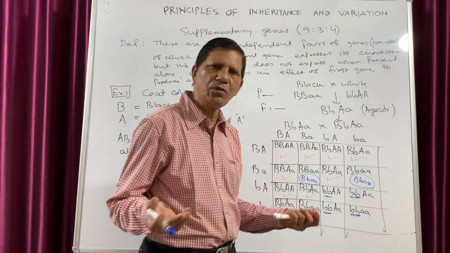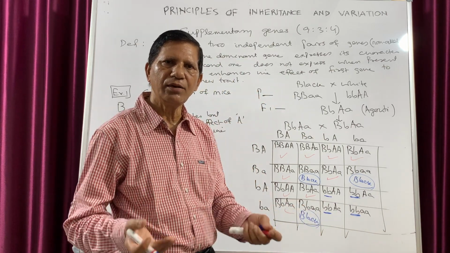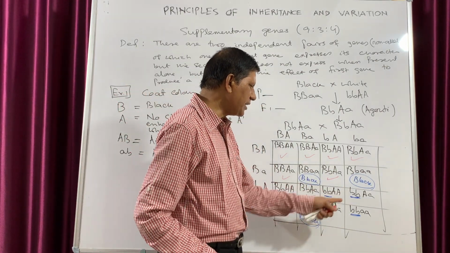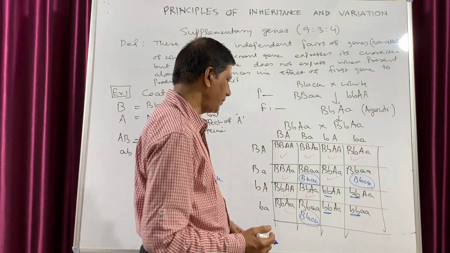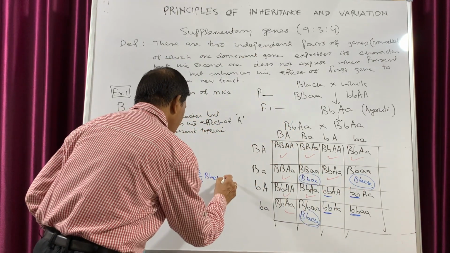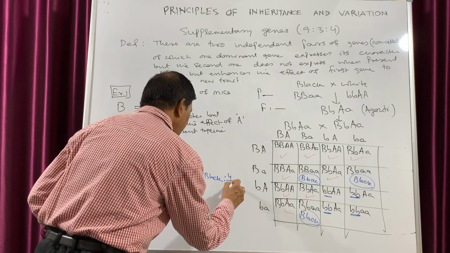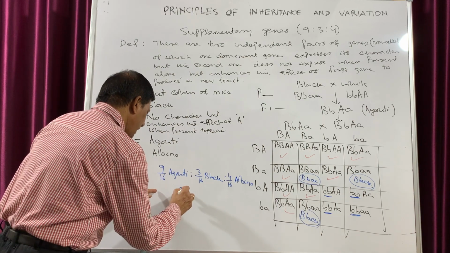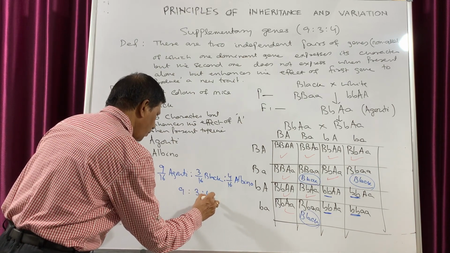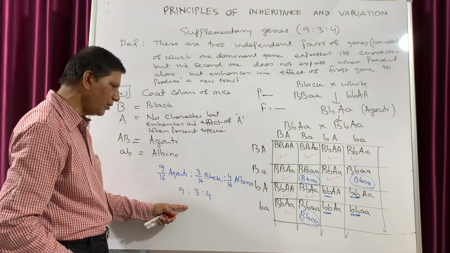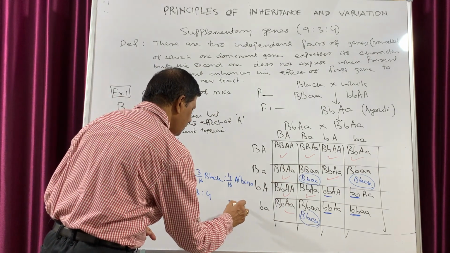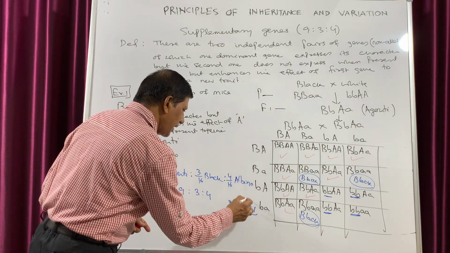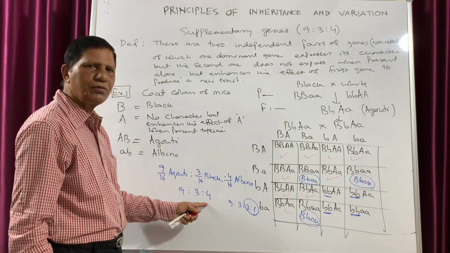And here there is no dominant gene. All are in the lowercase. So in these four cases, where only B is present in recessive form, they are albino. So these are all albino. That means the 4 by 16, they will be albino. That means the 9:3:4, this is the modified ratio of 9:3:3:1. So in this case, these 3 and 4, they are combining to give rise to this 4.